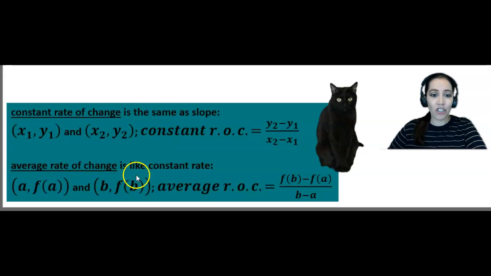Now the average rate of change is like the constant rate of change. You label one point A and f of A, and the second point B and f of B. And the average rate of change formula is f of B minus f of A all over B minus A.